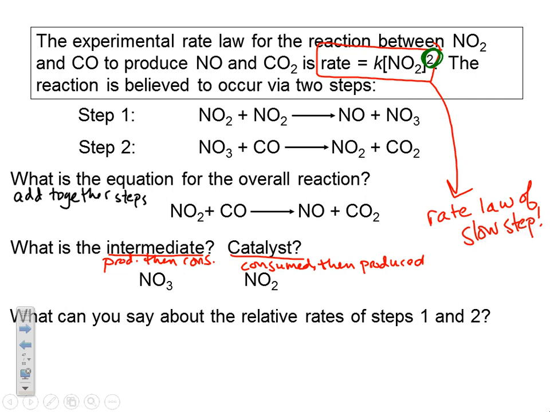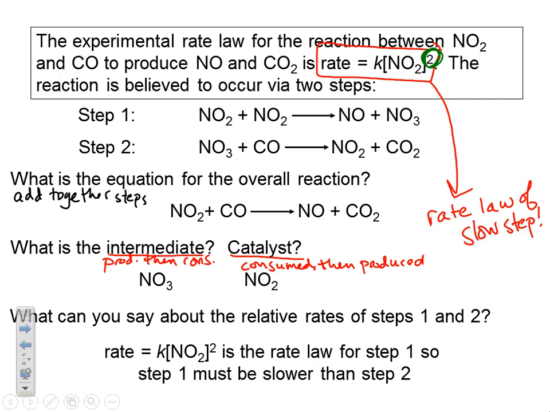And then I look at my individual steps. Oh, look, step 1 involves the collision of two NO2 molecules. That means that step 1 is the slow step and step 2 is the faster step. The rate law of the slowest step must be the same as the rate law of the overall balanced equation. So they gave us the rate law of the overall balanced equation, match that with an individual step, and then you know that that step is going to be your slow step in the overall reaction, the slowest step out of all the elementary steps.